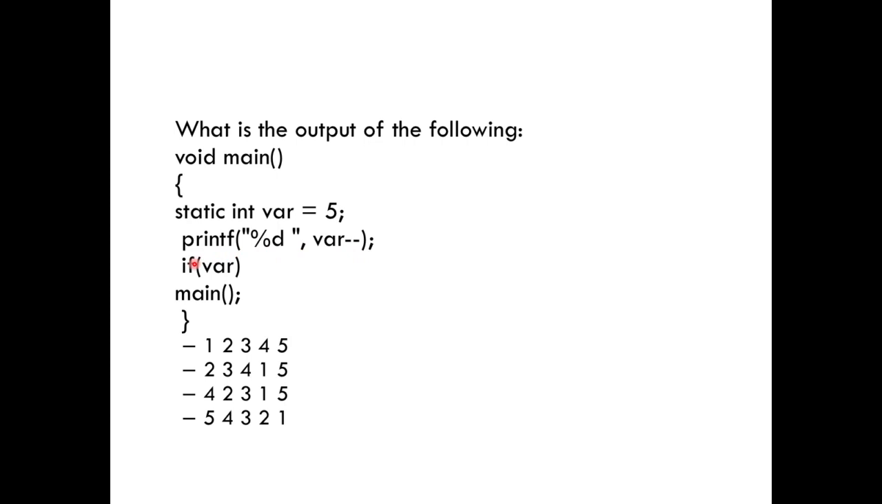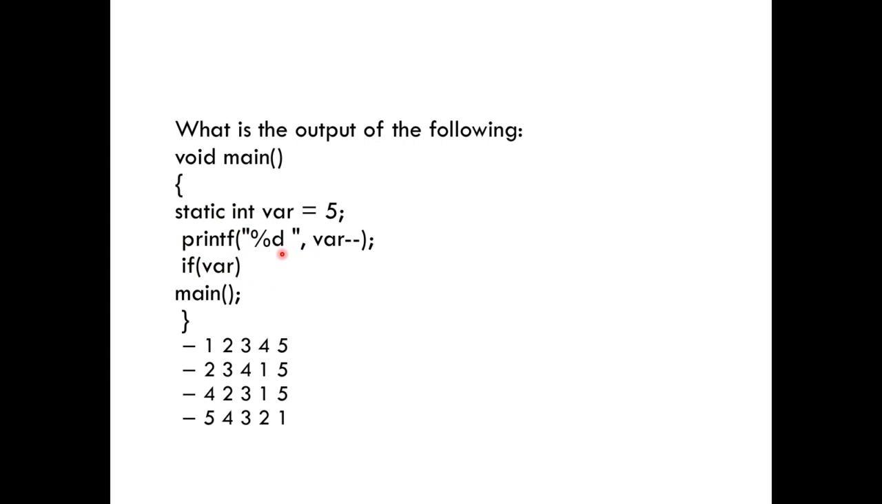So now what is the value of var? Here when you are printing it is 5. Okay, 5. So next time you are using the value, it will be 4. If 4, again you are going to call this particular main function. Now the value is 4. So you are not going to initialize var again, because it is static. That means it is initialized once and it retains the value which has been modified. Okay, so it will be 4.